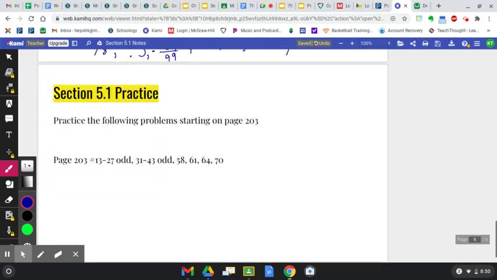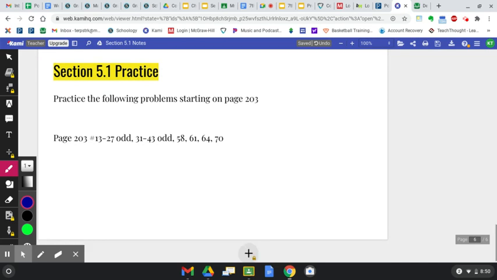So there's section 5.1. All right. I would like you to start practicing the problems on page 203. You can see the numbers there. Note, you do not have to use a calculator, but I would practice a few of them as long division, just so you're good with that.